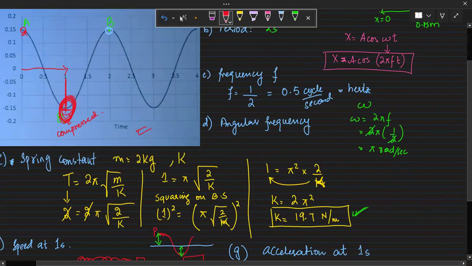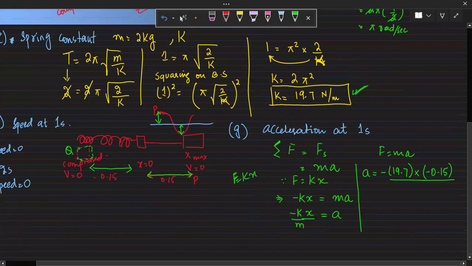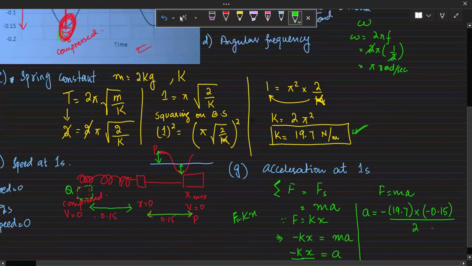So how far is it from the equilibrium point? It is 0.15, right? Isn't it negative 0.15? Yes, we are going to take that negative. So that's going to be negative 0.15, okay? And now we are going to divide it by which number? m, right? m was 2.0 kilogram, right?